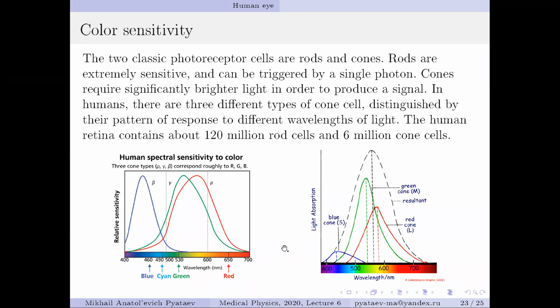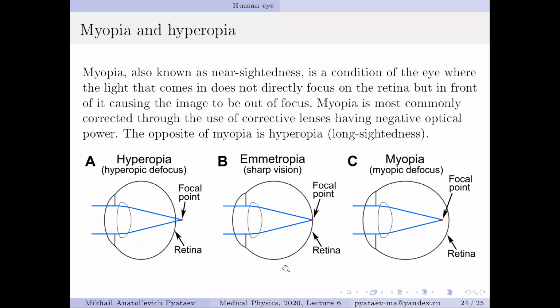So we have three types of cone cells, and each type is responsible for vision of its own spectral range. And here is again the picture of different imperfections of the optical system of the eye, hyperopia, myopia, and that's all with the previous lecture, lecture number 6.